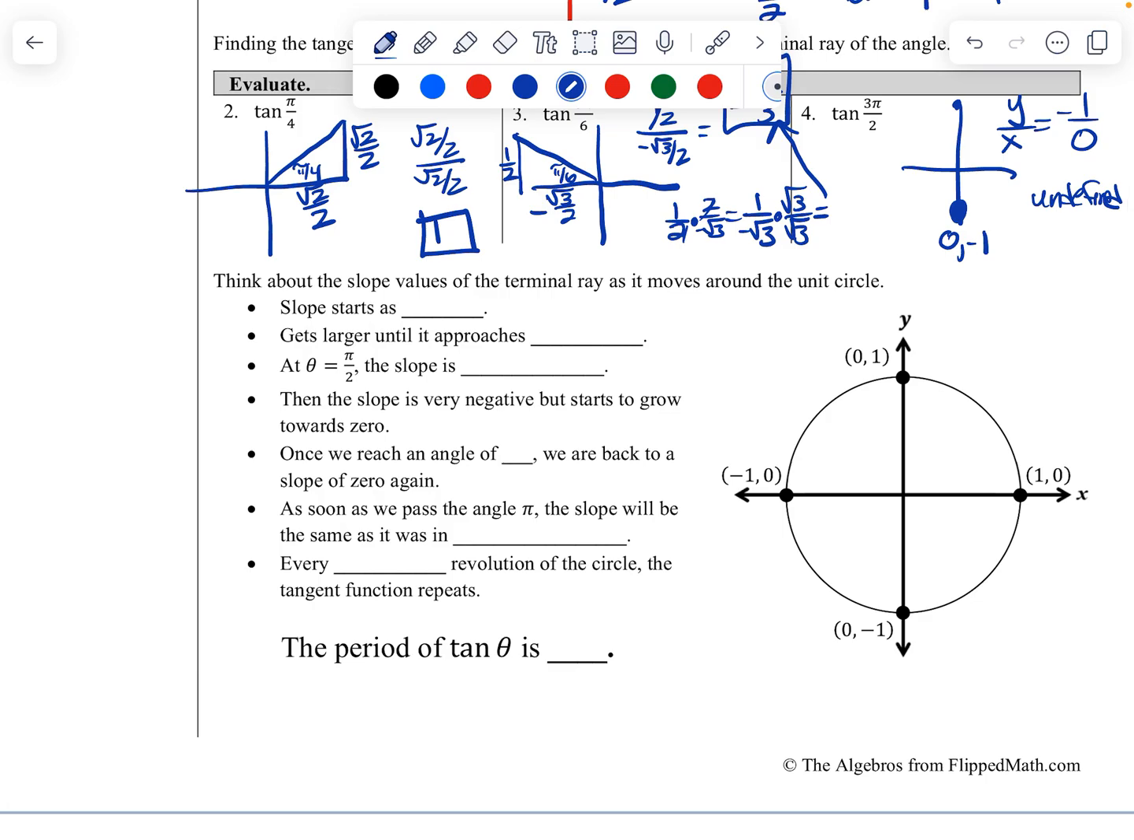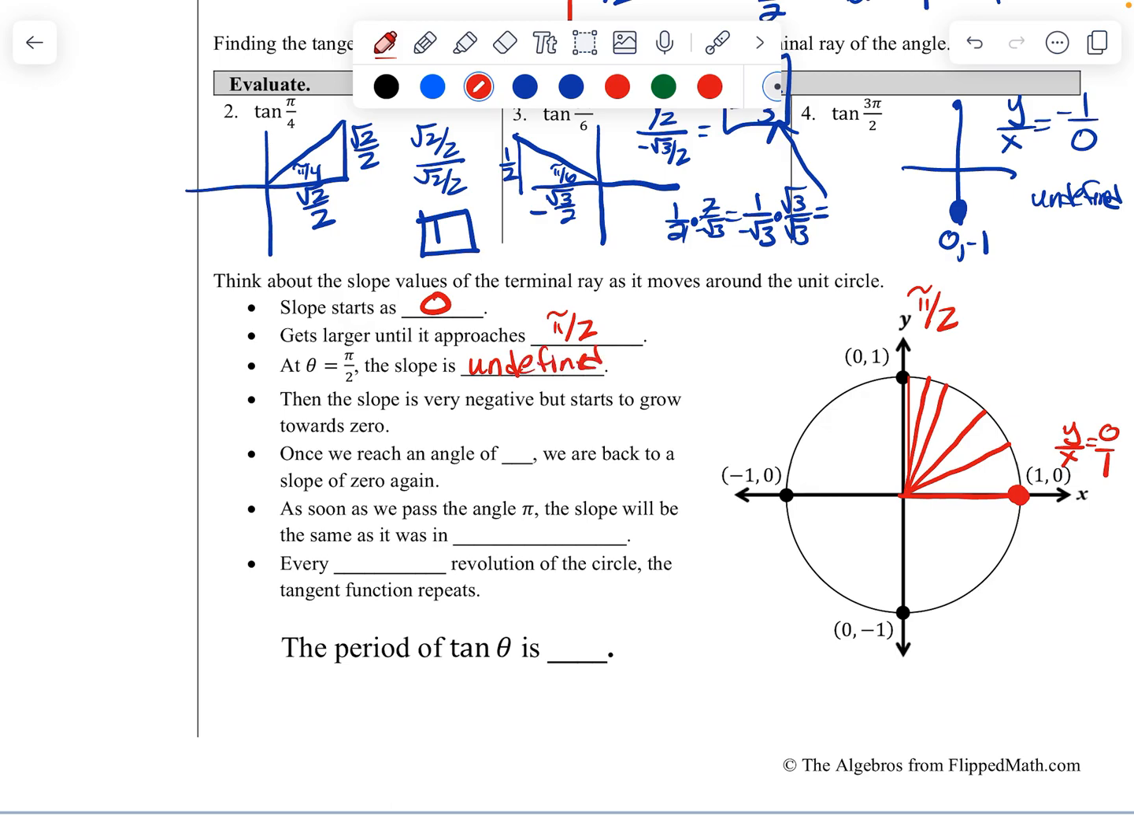Now we're going to take a look at what happens as we're going around this unit circle. Our slope starts, because again, tangent is our slope, or we could think of it as y over x, so that's 0 over 1. It starts at 0. And then if I start drawing in all these lines, it keeps getting steeper and steeper until it gets up here, where it's straight up and down, where our slope is undefined. It gets larger and larger until it approaches the angle pi over 2, and at that angle, it is undefined.